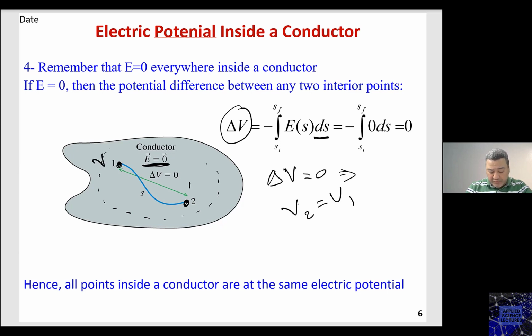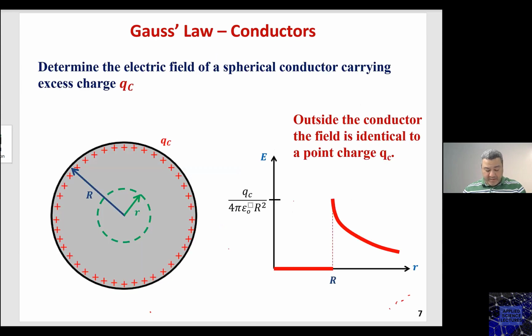However, the potential at V1, the potential at V2, potential at V3, potential at V4, everywhere inside the conductor, in this case, those electric potentials will be equal. This doesn't mean that they are 0. They can take whatever potential is given to them.